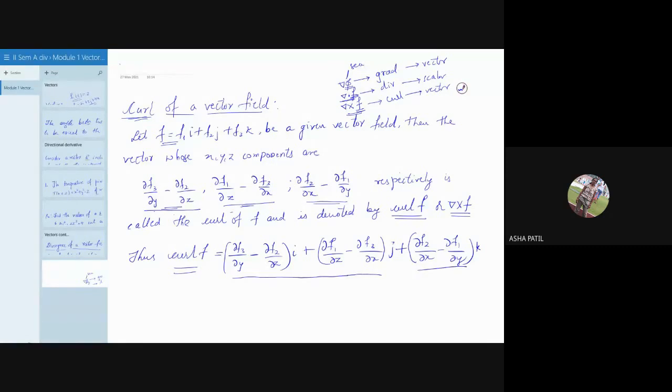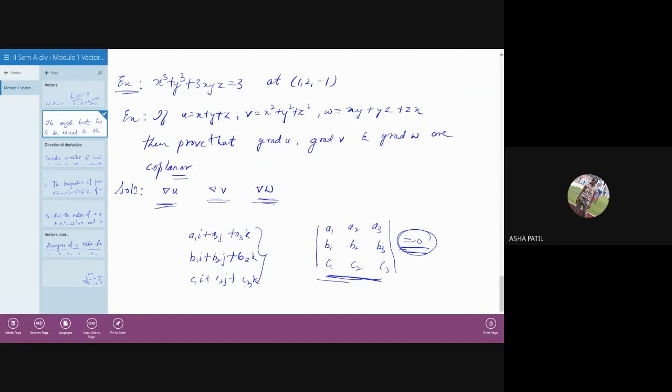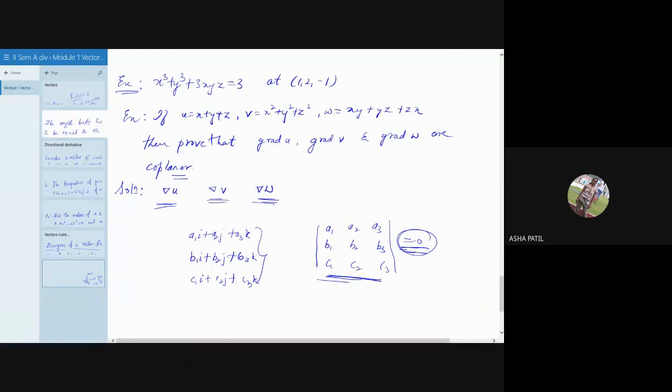Difficult to remember? Can you remember it easily? Tell yes or no. Can you remember it or not? Anyhow, you have to remember it.